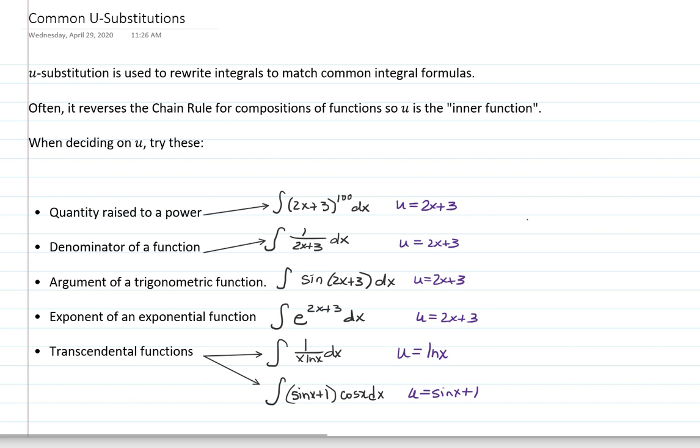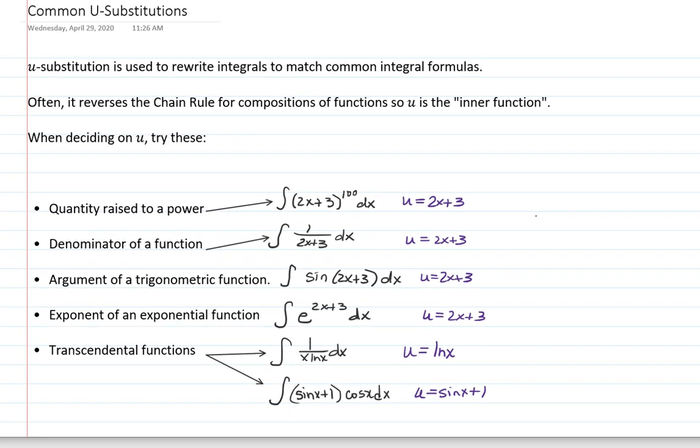Now, when you start to think about u substitutions, there are 5 very common u substitutions. Remember, u substitution is used to rewrite integrals to match the common integral formulas. And it in fact often reverses the chain rule. There is no chain rule for integration like there is for derivatives, but instead what we do is we let u equal the inner function and use a substitution. When you're deciding on u, here are some of the possible u substitutions.